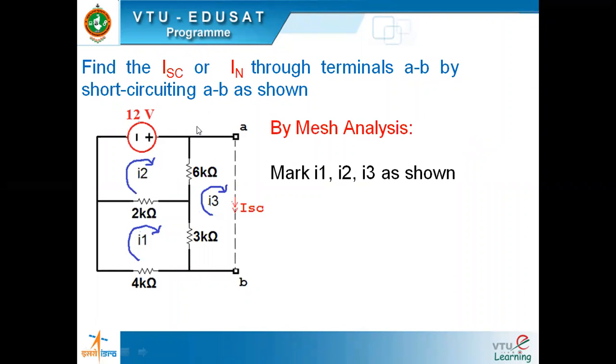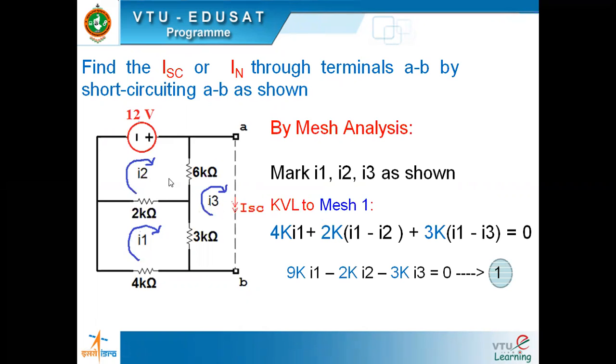What is the voltage here? This voltage would be 0, because here you have to mark ground. Understand that this voltage would be 0. So this is how things go. You can approach this by node analysis or mesh analysis. I'm going by mesh analysis. So in mesh analysis, we have to mark the three currents.